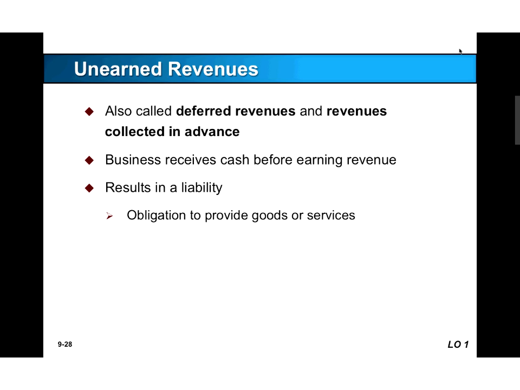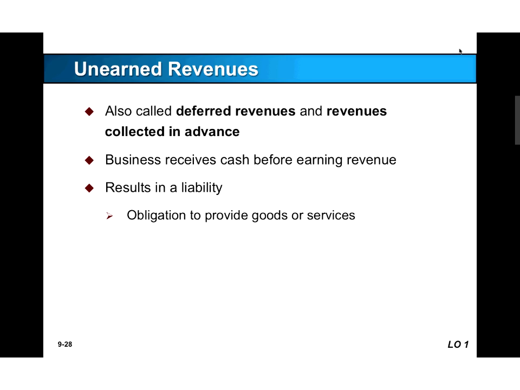Okay, unearned revenues. This is a biggie. Unearned revenues can be called all different things, but they represent monies that we've collected that we have not delivered the goods or the service yet. So they can be called deferred revenues, revenues collected in advance. We saw Target calls it gift card liability, which is really clear what it is. But the business receives cash before earning revenue, and it results in a liability.